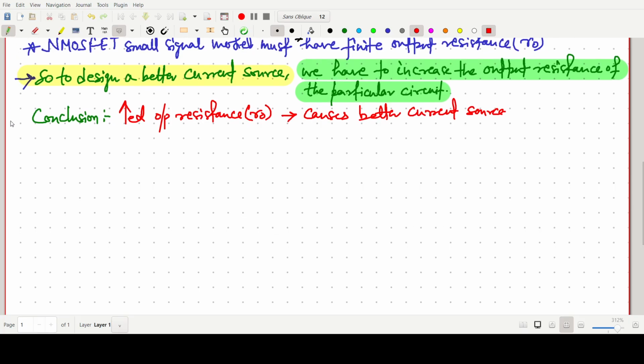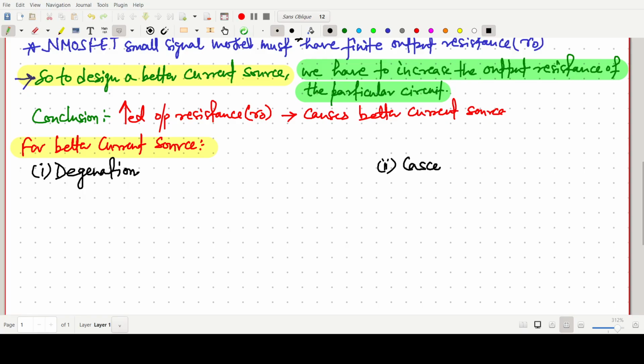There are some techniques to increase the output resistance. Two famous ones for a better current source: you know about the cascode current mirror, the cascode connection. So one is degeneration and the other is the cascode structure. The cascode structure will give a better result, and degeneration is also one of the approaches to increase the output resistance.